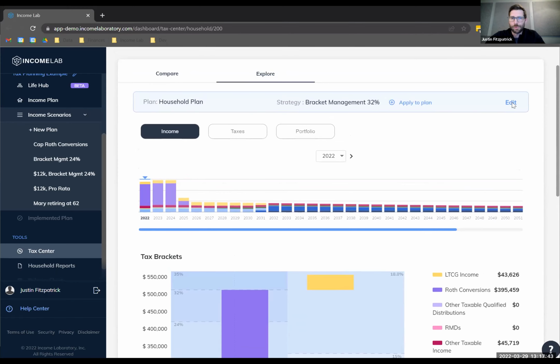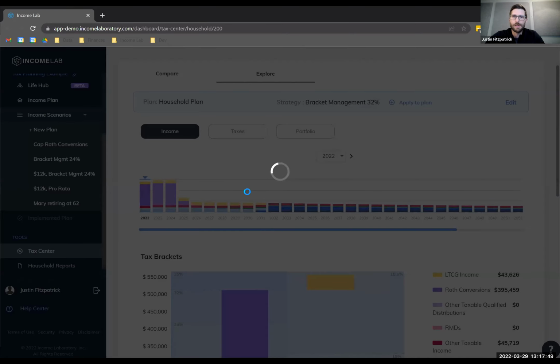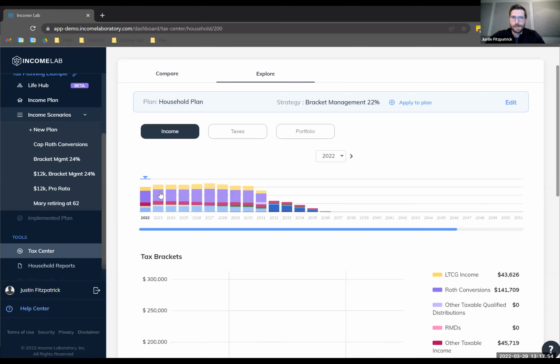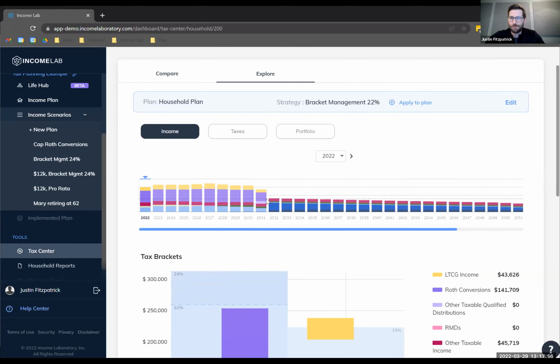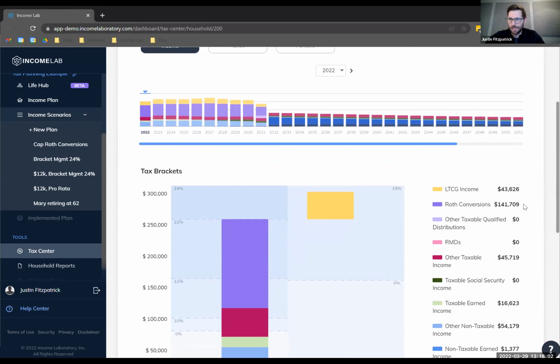Again, pretty easy to just edit this. Maybe you say, 32 is pretty high. Let's check out 22. Many more years of Roth conversions in this case. Obviously, it's going to take longer to exhaust those Roths, but you can see now our Roth conversions are much lower as well.